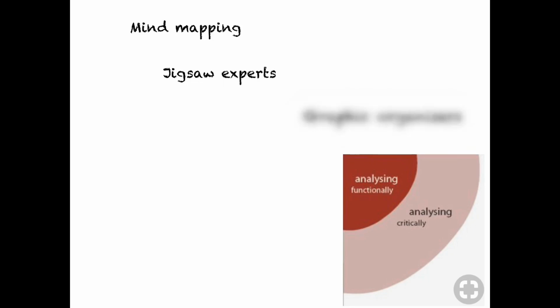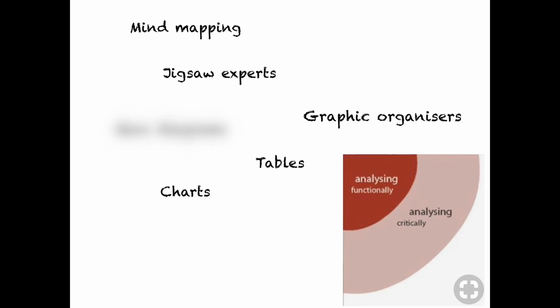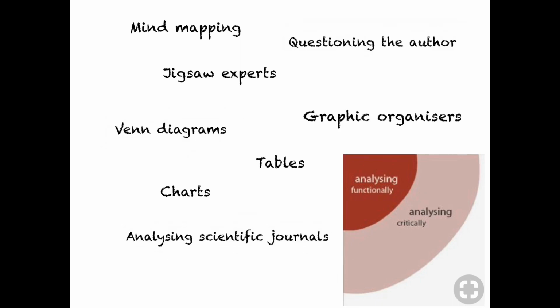Now moving on to look at analysing. Teaching strategies related include jigsaw experts, mind mapping, graphic organisers, charts, tables, Venn diagrams, forming class wikis. These strategies can all aid to see cause and effect relationships.